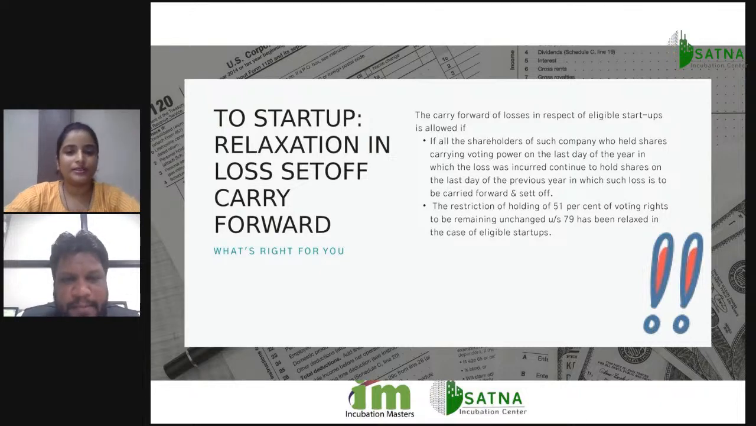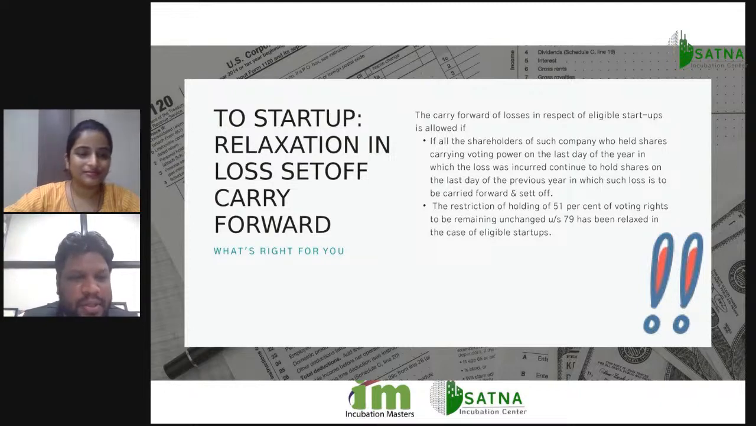And the second point is the restriction of holding 51% of voting rights to remain unchanged under section 79 has been relaxed in the case of eligible startups. So the holding of 51% which you are having in the business should continue when you are claiming. Your shareholding should not be changed. So in that way you can carry forward your loss and you can set off your loss against the profit. Yes.